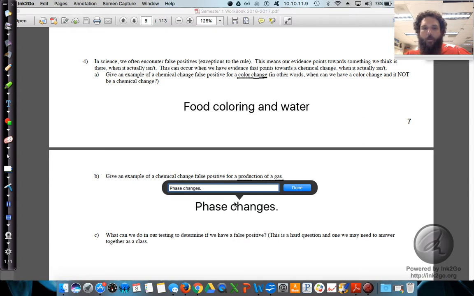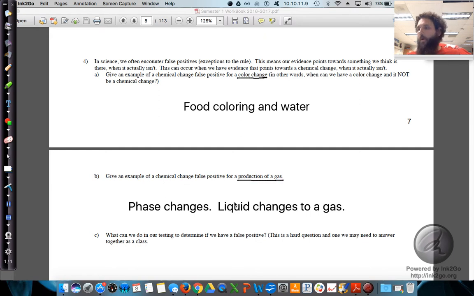And then down here we're just going to say phase changes. Liquid changes to a gas. The big one here is water vapor. If we have liquid water, it changes to gaseous water. It's still water. It hasn't changed chemical composition. It's just now in a gas form. And then the food coloring and water, also we could do things like writing on a chalkboard or writing on a whiteboard. Any of those things have to do with a physical change. It's a false positive. That color change does not indicate that a chemical change is occurring.